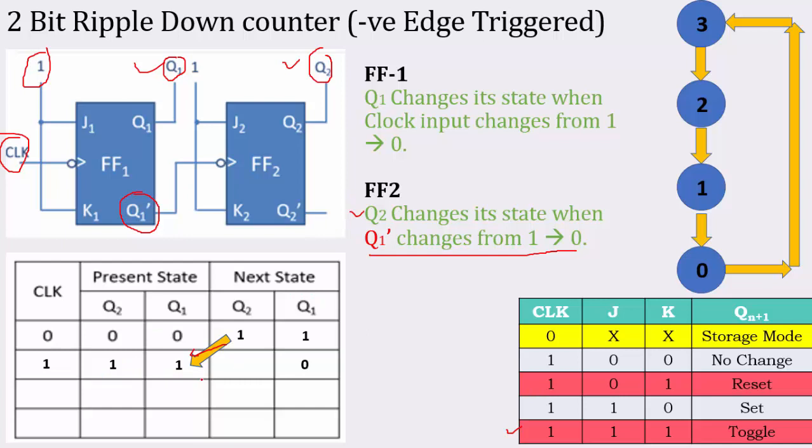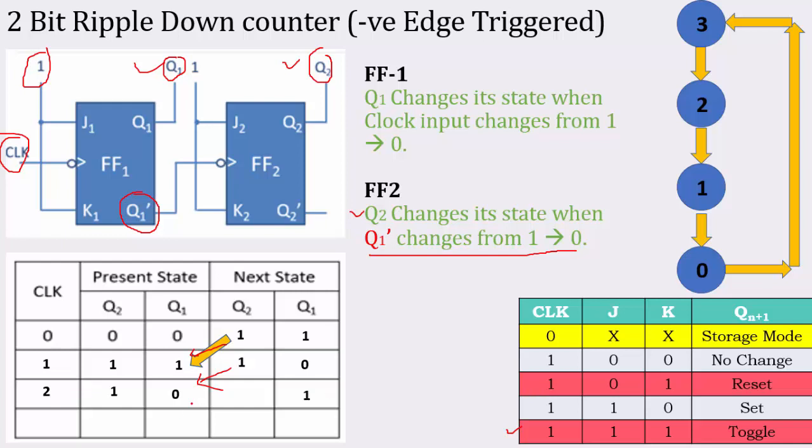Again, Q1 will change from 1 to 0. If Q1 changes from 1 to 0, what is the condition for Q1 bar? From 0 to 1. And when the Q1 bar changes from 0 to 1, Q2 will not change. Q2 will remain as it is. Now this will be my present state at the second clock pulse.